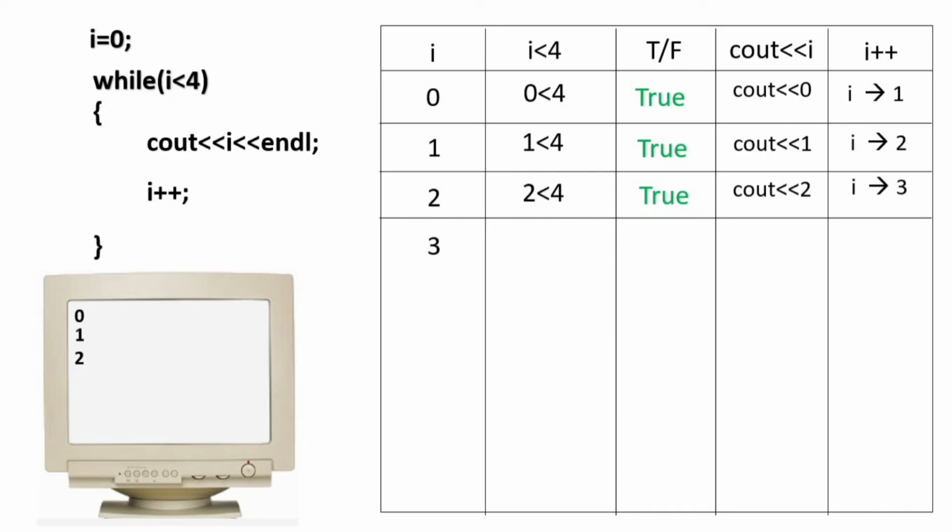Value of I is 3 now. 3 is less than 4. Condition is true. We are printing value of I, that is 3. 3 will be printed. I will be incremented to 4.